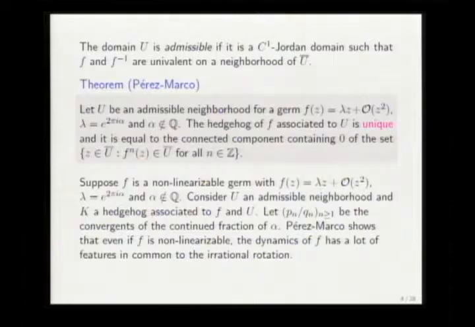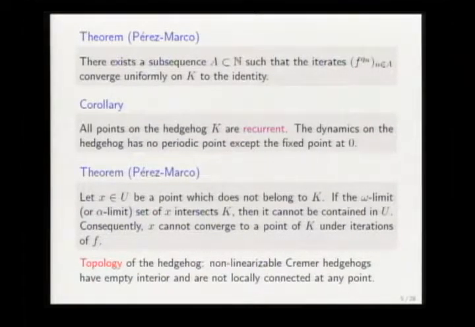Now, suppose that the germ is non-linearizable, and we consider p_n over q_n, the convergents of the continued fraction of alpha. Pérez-Marco says that although the germ is non-linearizable at the origin, the dynamics moves under the influence of an irrational rotation. First of all, one should notice that there is a subsequence of iterates f to the power q_n that converge to the identity on the hedgehog. As an immediate corollary, the dynamics on the hedgehog is recurrent on the hedgehog itself, and there are no other periodic points except the fixed point at the origin.